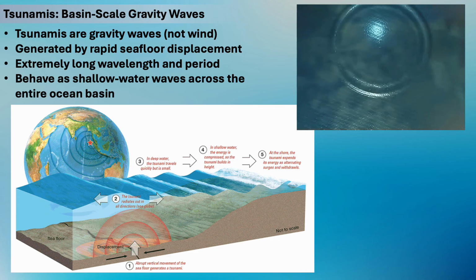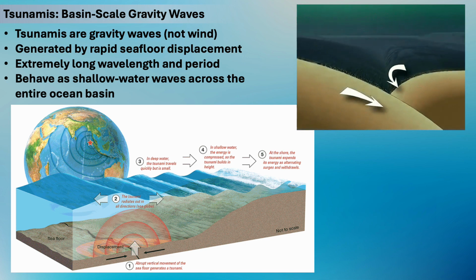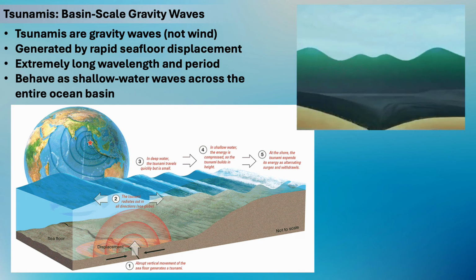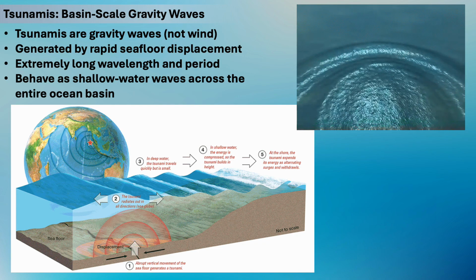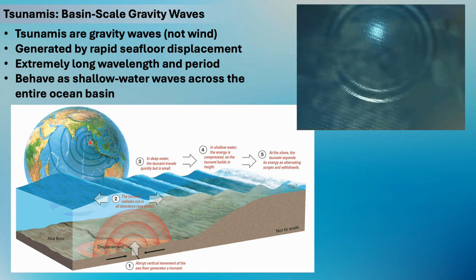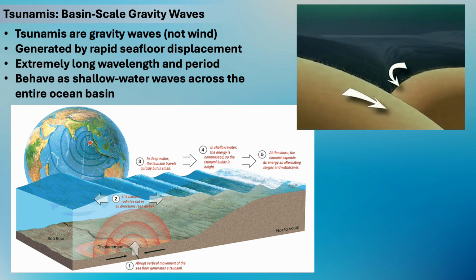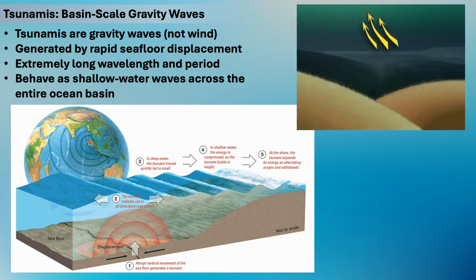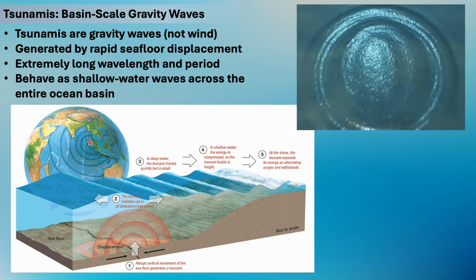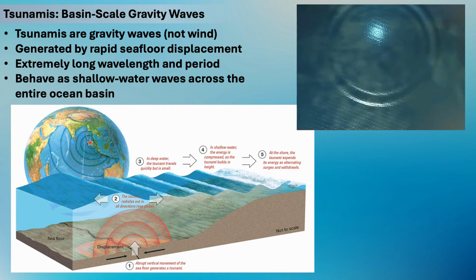A tsunami is a gravity wave, meaning its motion is restored by gravity acting on displaced water. What makes tsunamis unique is how they are generated. Instead of wind transferring energy gradually to the surface, a tsunami begins with a rapid vertical displacement of the sea floor, most commonly along a fault line during a large earthquake. When the seafloor moves upward or downward, it pushes or pulls on the entire column of water above it. This sudden displacement injects energy directly into the ocean.